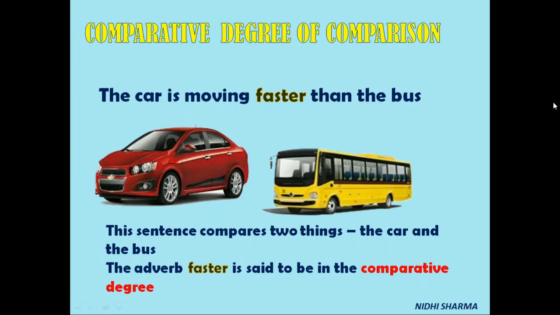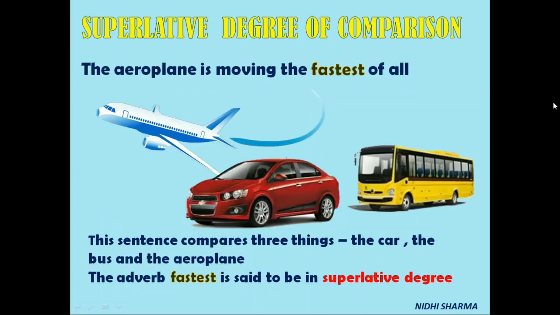Comparative degree of comparison. Look at the following sentence. The car is moving faster than the bus. This sentence compares 2 things, the car and the bus. So, the adverb faster is said to be in the comparative degree because it compares 2 things.